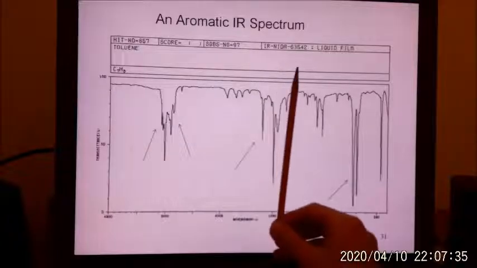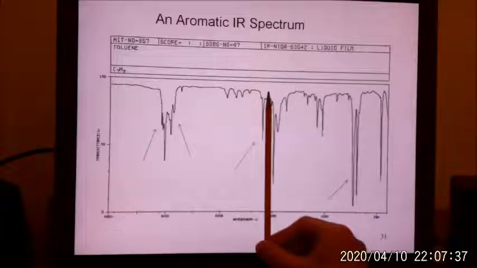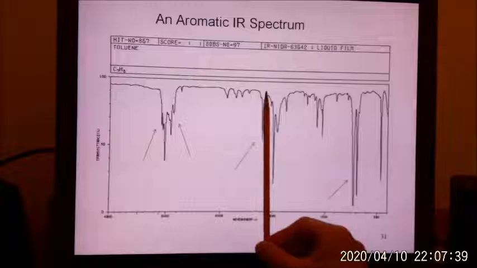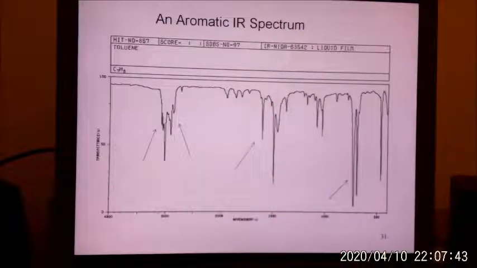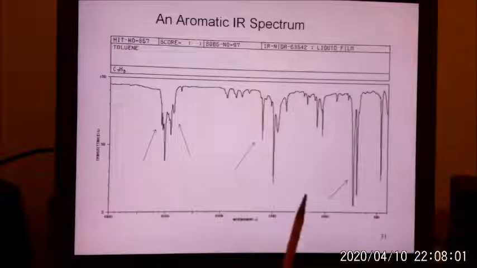Then we take a look and we say, oh, look at around 1600, I see a carbon double bond carbon stretch. Well, we know that an isolated carbon double bond carbon should appear between 1640 and 1680. Why is it down in 1600? So it has to have been conjugated. So now I'm thinking, okay, I have a conjugated system.